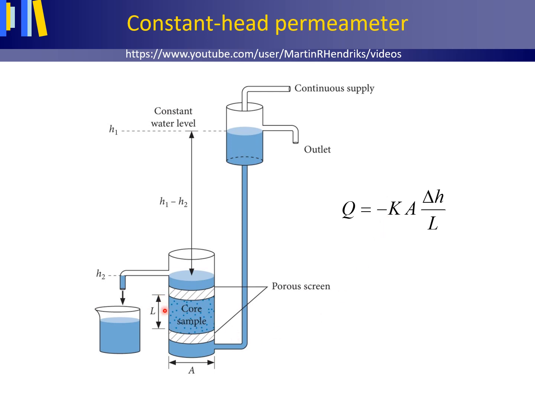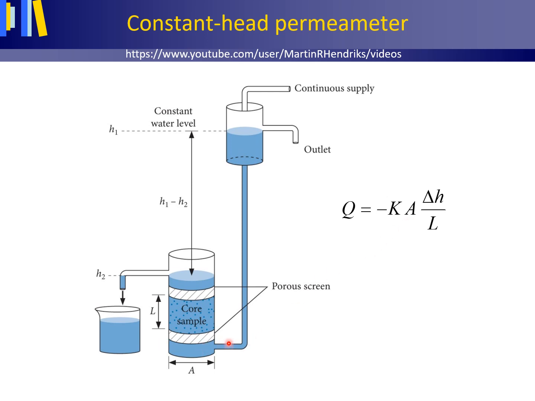You have a core sample in a metal casing, which you have taken in the field. Typical dimensions are a length of the core sample of 5 centimeters and an area of the core sample with a diameter of 5 centimeters. So it's a 100 cubic centimeter core sample. You can establish L and you can establish the value for A.